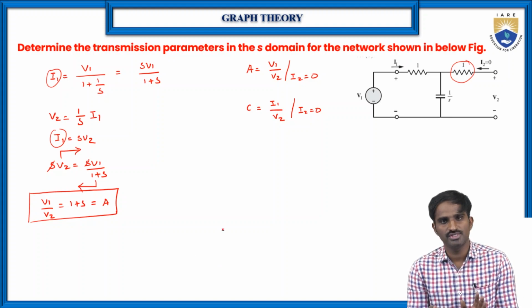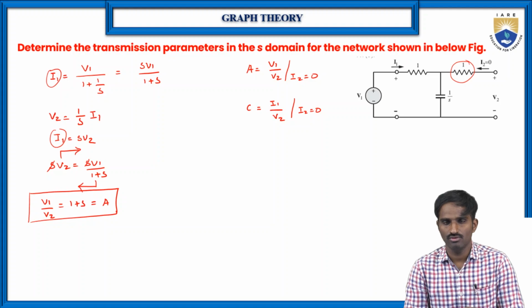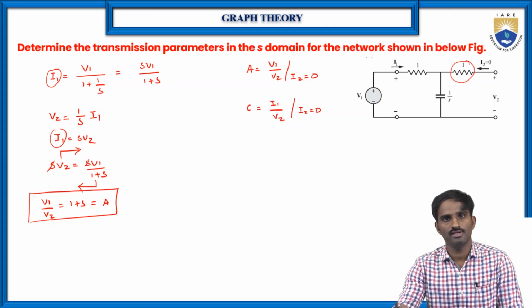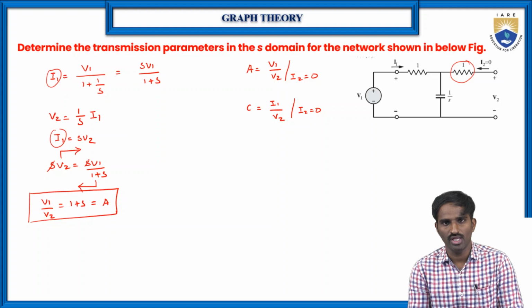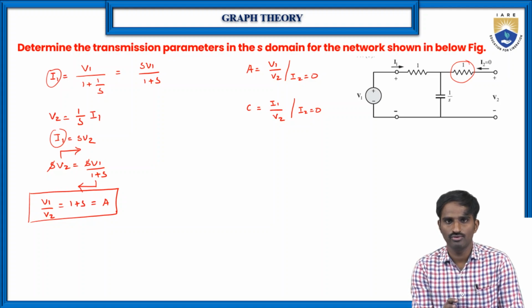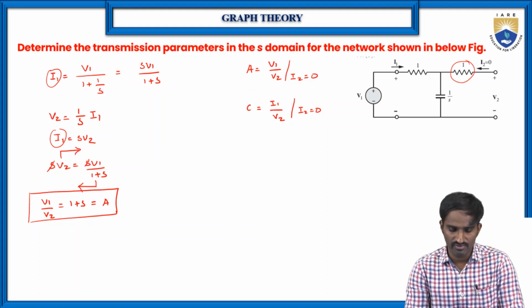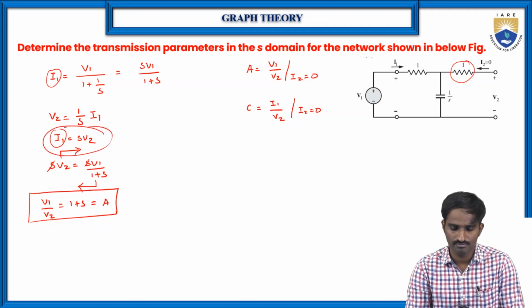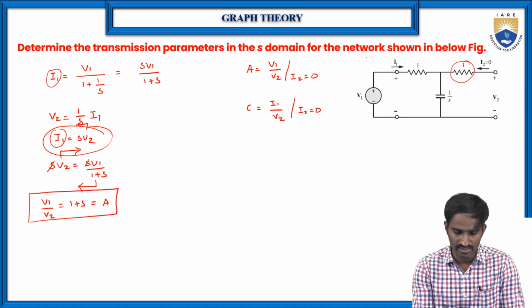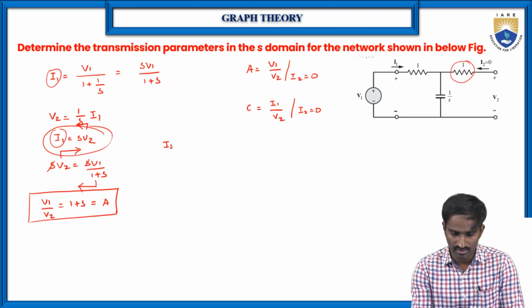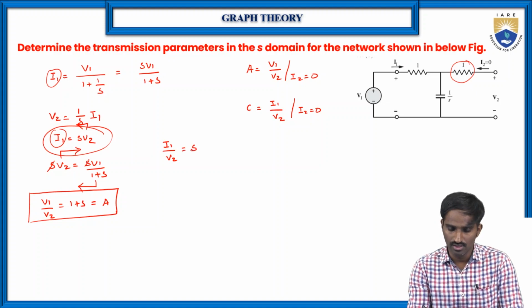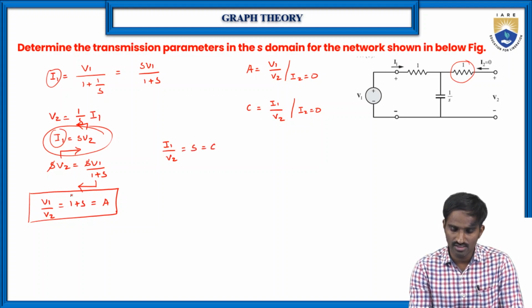So here also the procedure is the same as in the previous cases. Whatever network reduction technique you can apply, finally, by using those equations we have to find the V1 by V2 value. Similarly, the I1 by V2 value, right? So how can we find I1 by V2? See from this equation, you just send V2 this side. Then I1 by V2 is equal to S, which is nothing but C.